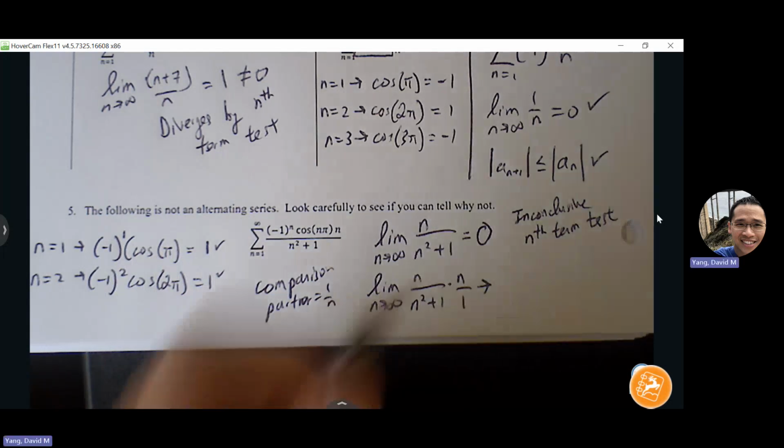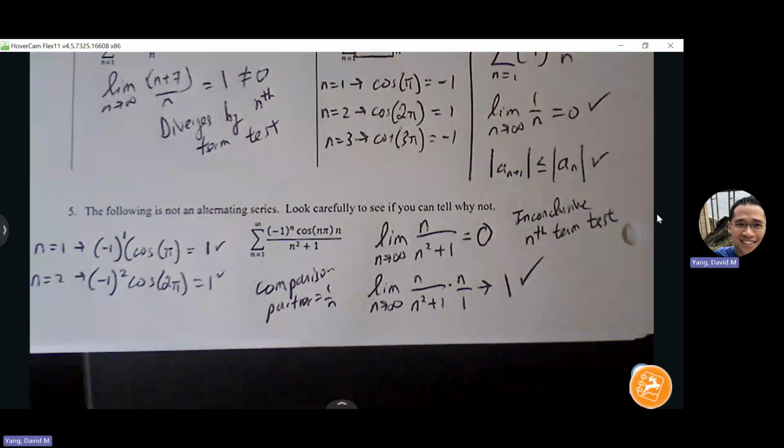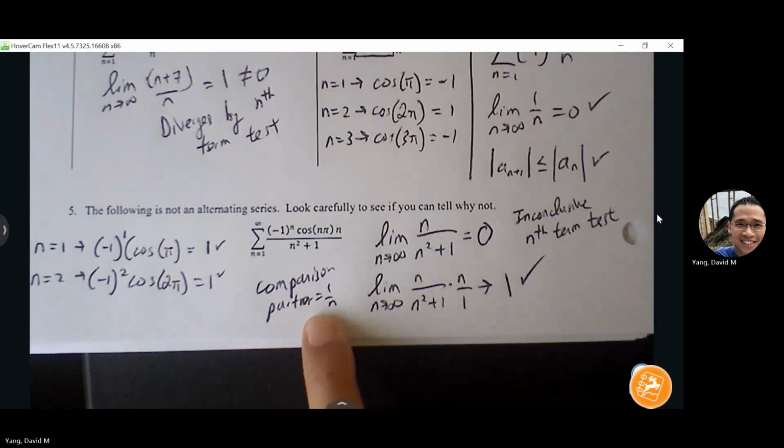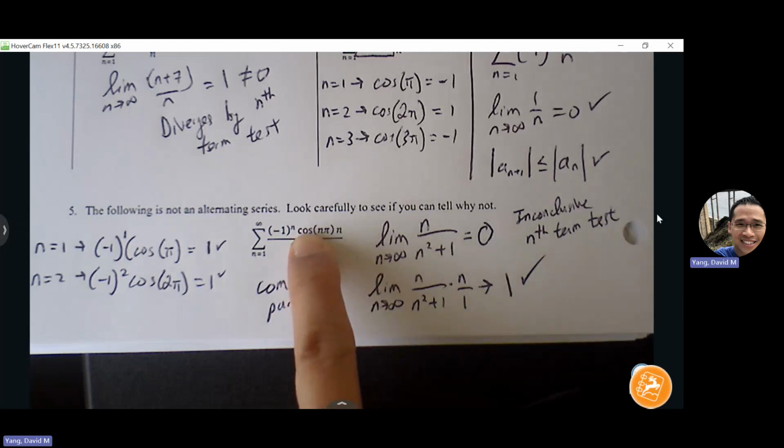But what does this give us? 1, that's a real number, right? We know 1 over n, what? Diverges. So this series must also diverge.